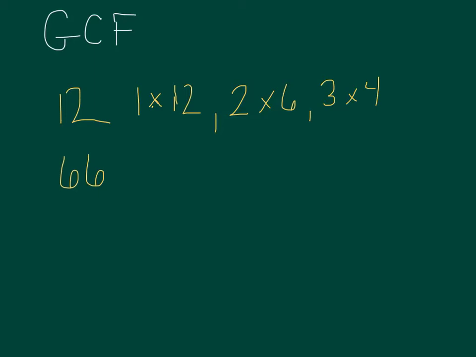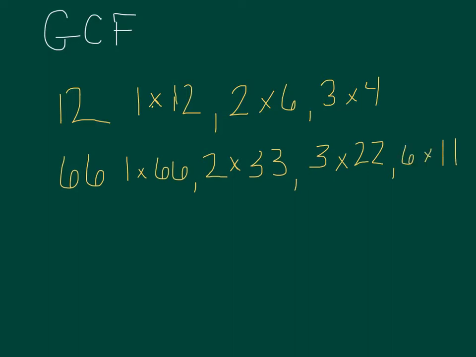Looking at 66. 1 times 66, so 1 and 66 are factors. 2 times 33, so 2 and 33 are factors. 3 times 22. 4 times, there is nothing times 4 that will give me 66, so 4 is not a factor. 5 times, nothing I can think of will give me 66. 6 times 11 gives me 66.